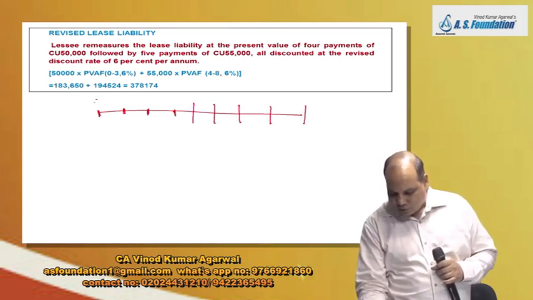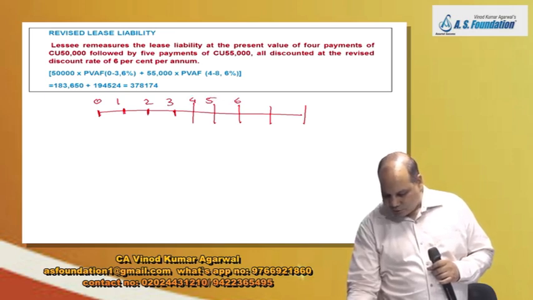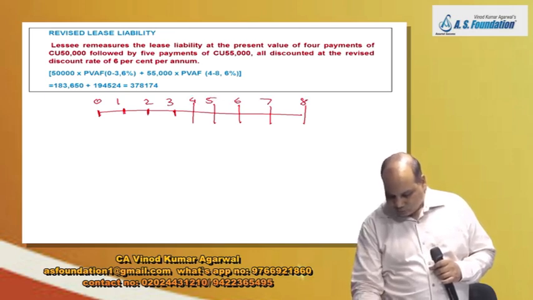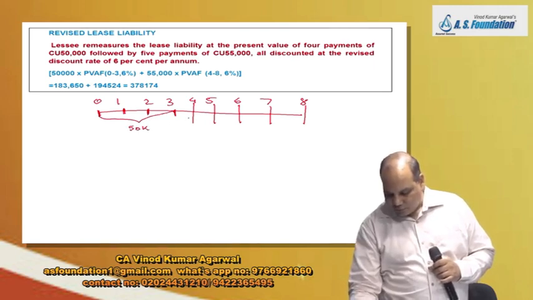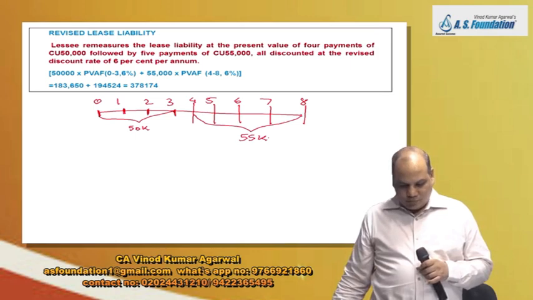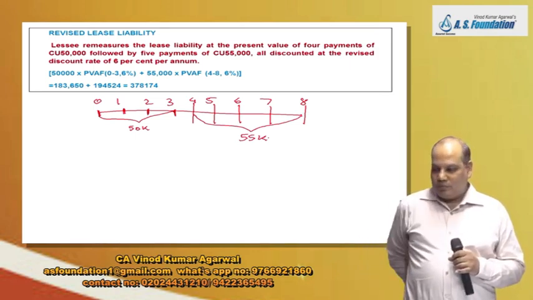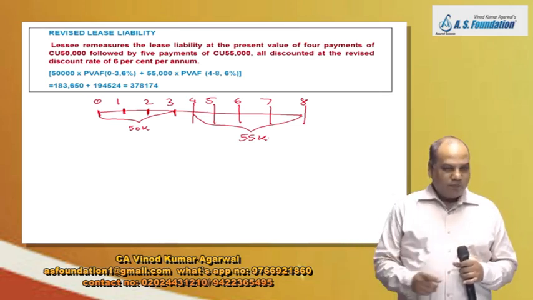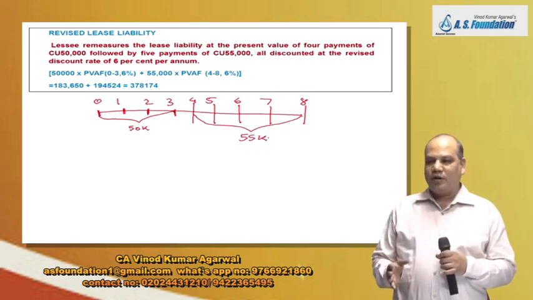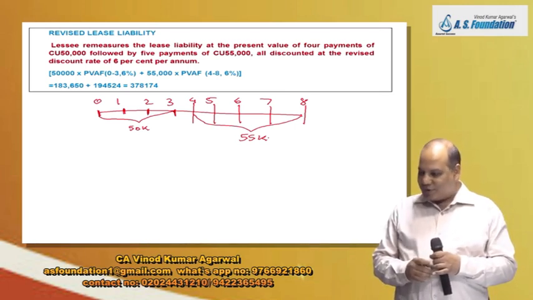So this is 0, 1, 2, 3, 4, 5, 6, 7, 8. This period we are going to pay 50,000, and this period we are going to pay 55,000. Is the calculation right? Some of you are working hard and some of you are hardly working. So is it right? Tell me.